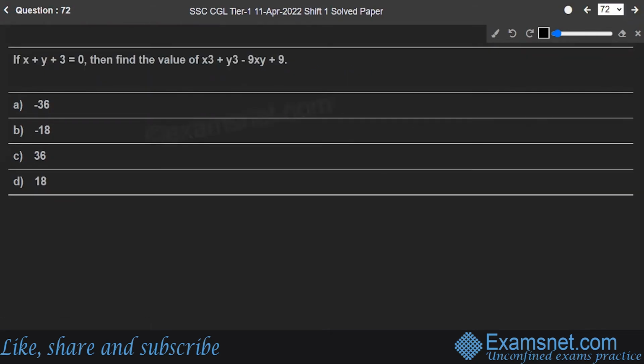X plus y plus 3 is equal to 0. You have to find out x cube plus y cube minus 9xy plus 9. The only thing given to you is x plus y plus 3 is equal to 0. See, you are having the cubes over here. So the formula will be a plus b whole cube is given by a cube plus b cube plus 3ab into a plus b. Let's go with the solution.